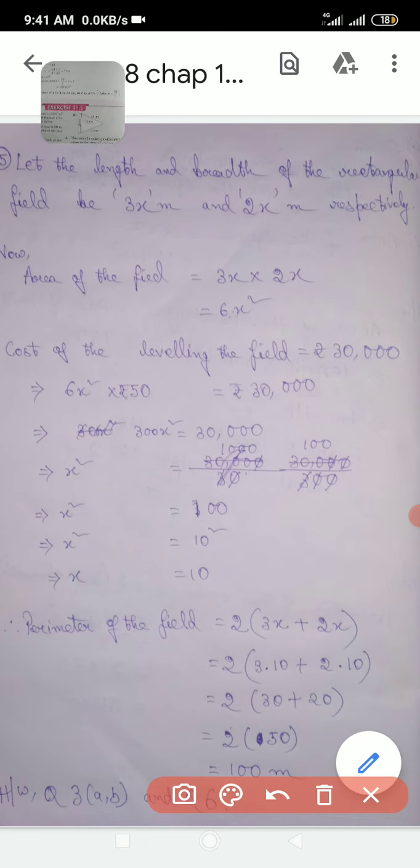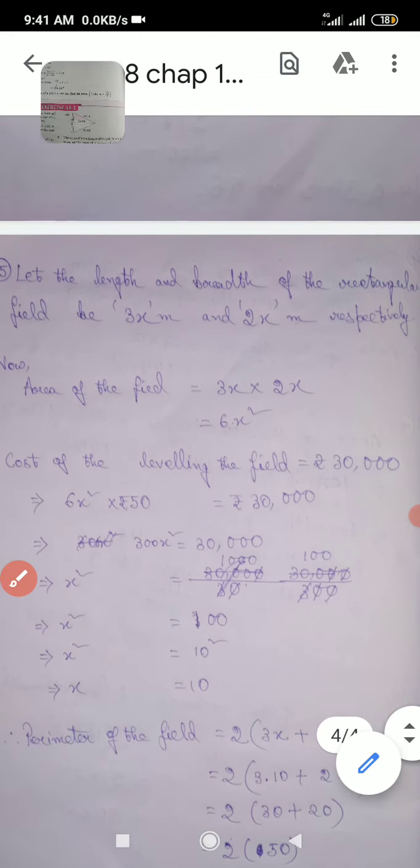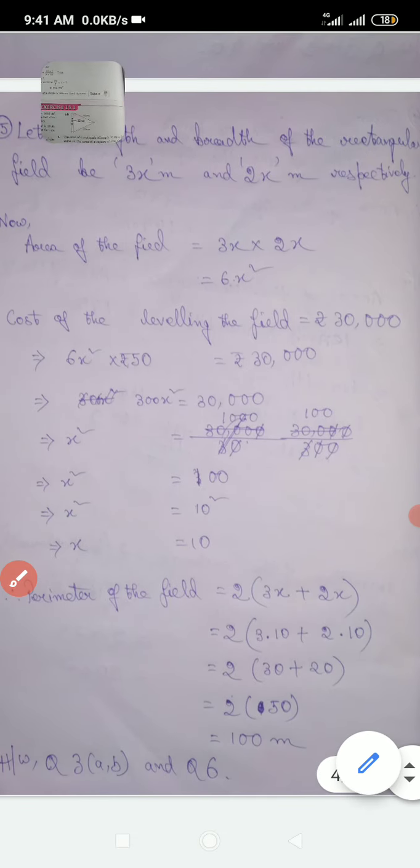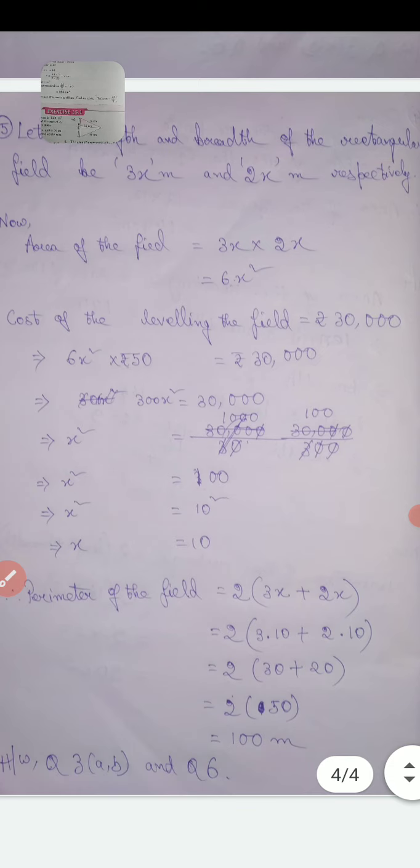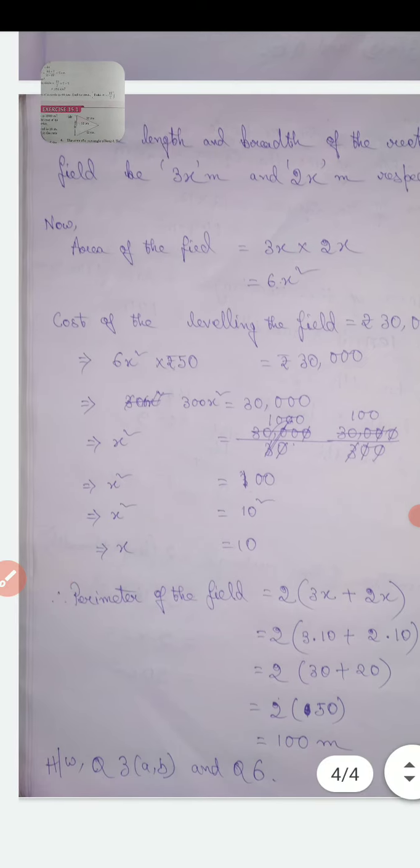Since we have got the value of x, we can easily find out the value of length and breadth. Since the length and breadth are in the ratio 3x and 2x, if we put the value of x here, it gives us 2 into (3 into 10 plus 2 into 10), which is 2 into (30 plus 20). So 30 plus 20 gives us 50. 2 into 50 gives us 100 meters. This is the perimeter of the field.